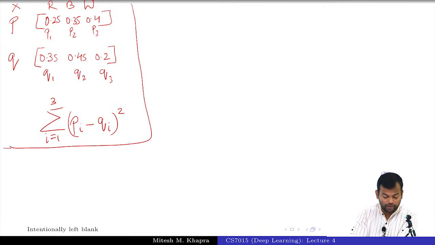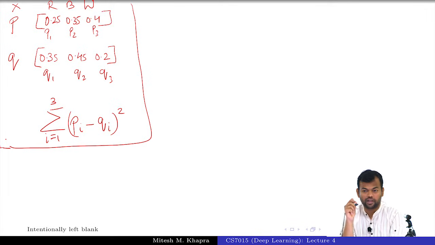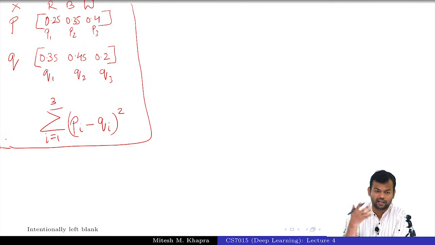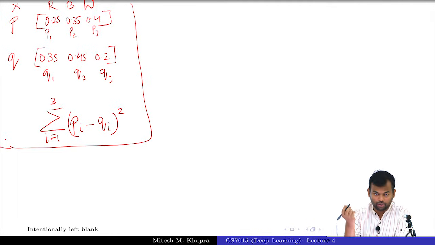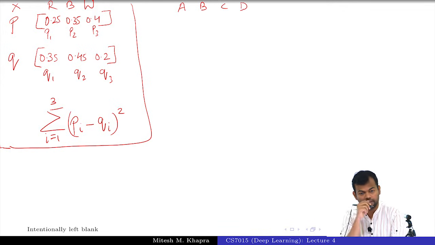Now, let me make a case for why we care about such differences. Let me take a simple case of a classification problem. To motivate that, I'll start from a different example and then come to the classification problem. Suppose there is a tournament going on and there were 4 teams which reached the semi-finals. Let's call them A, B, C, D.